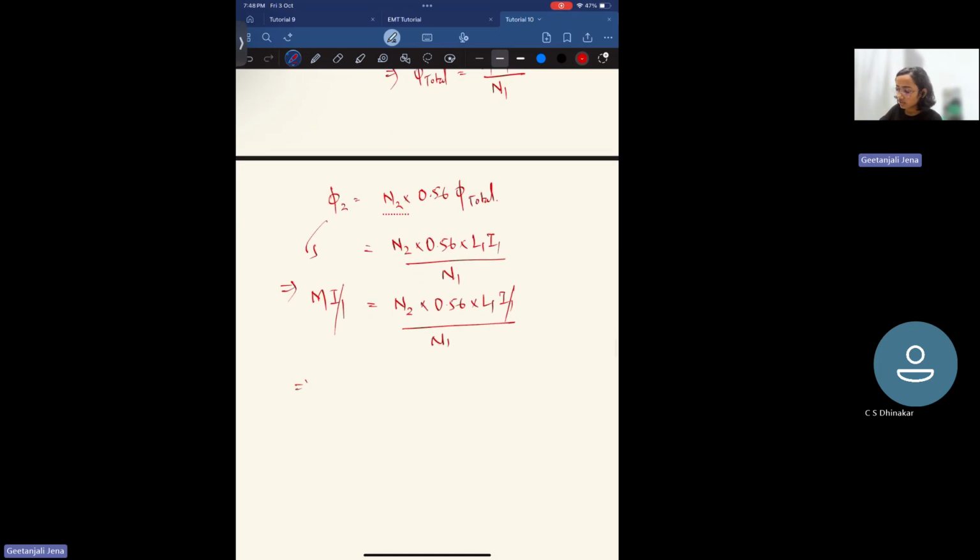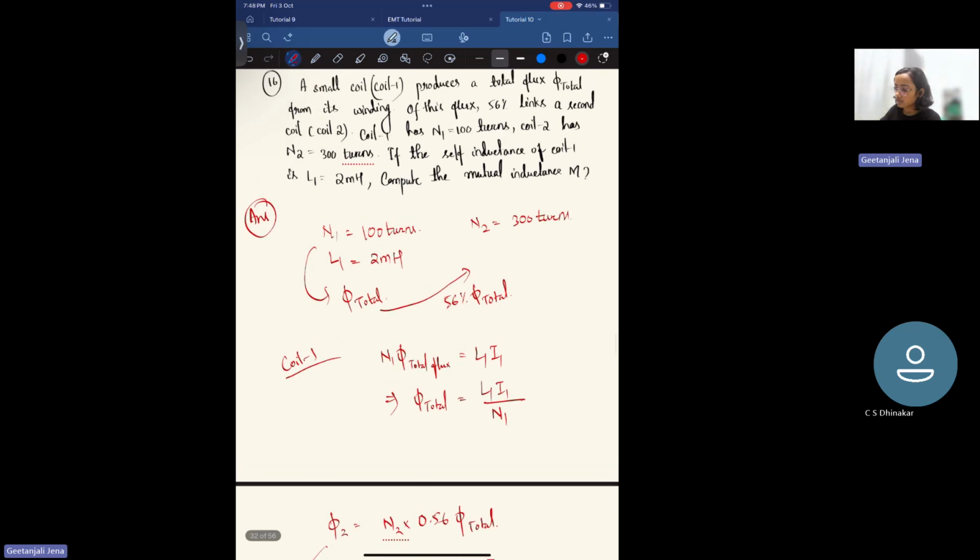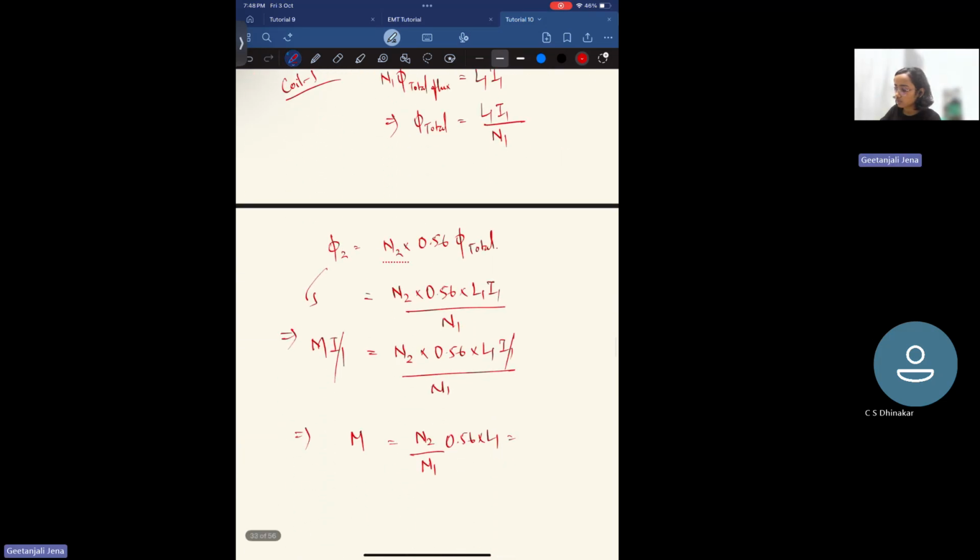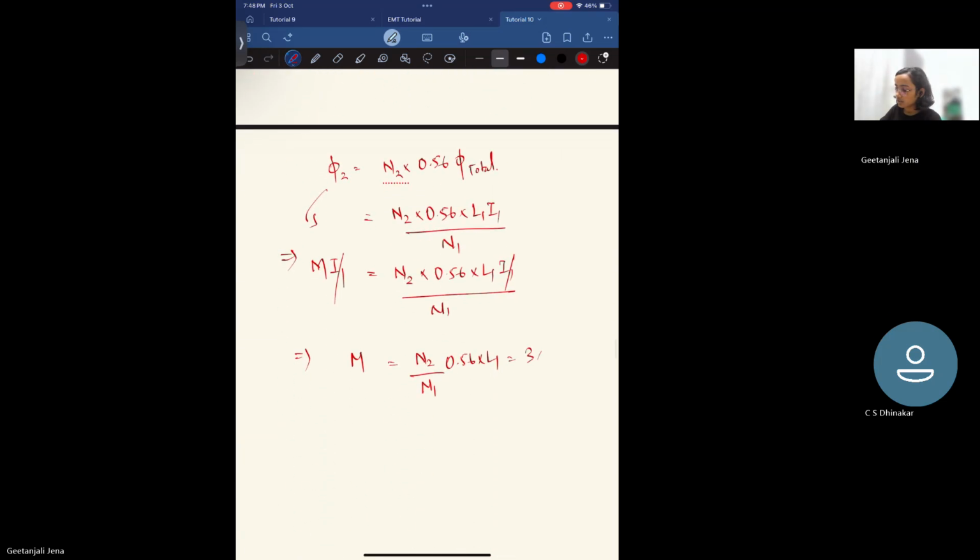I1 cancels. So M is N2 by N1 times 0.56 L1. N2 by N1 is 3, and L1 is 2 millihenry. So this will give 3.36 millihenry. Okay.